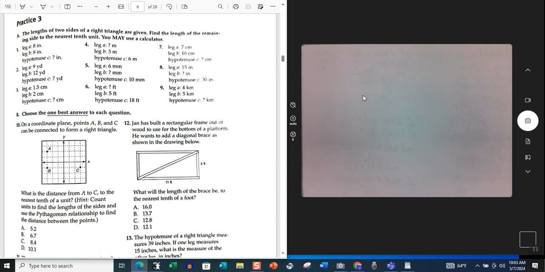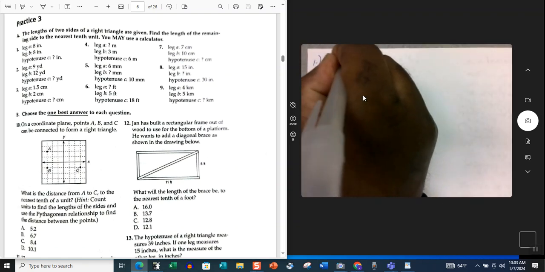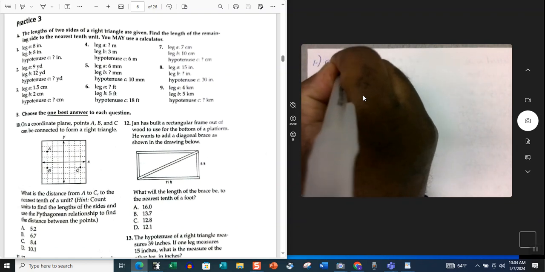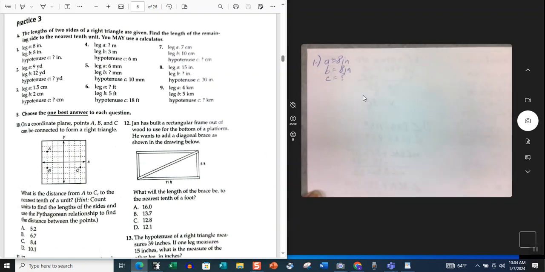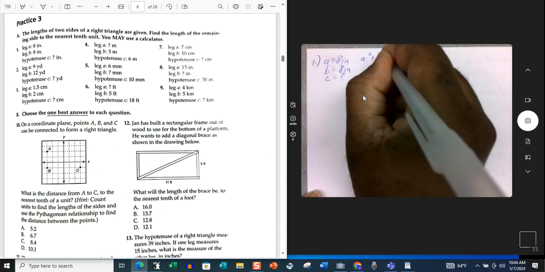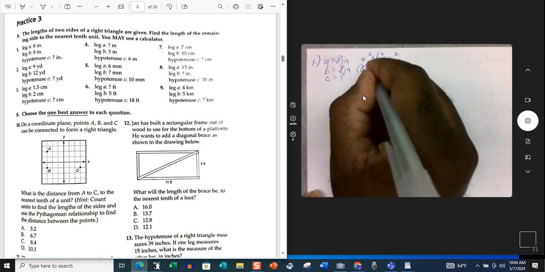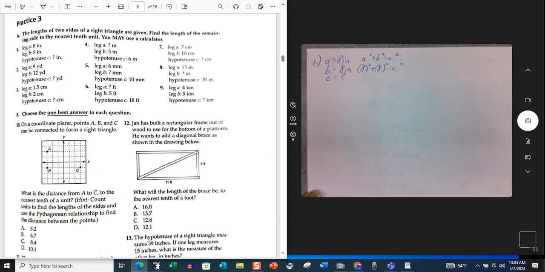So number 1, we have number 1. They have leg A is 8 inches. So A is 8 inches. And then they say leg B is 8 inches. And they want us to find the hypotenuse, C, which we don't know. So remember, the formula is A squared plus B squared equals C squared. So A is 8, and that's squared. B is 8, and that's squared. And we don't know what C is.